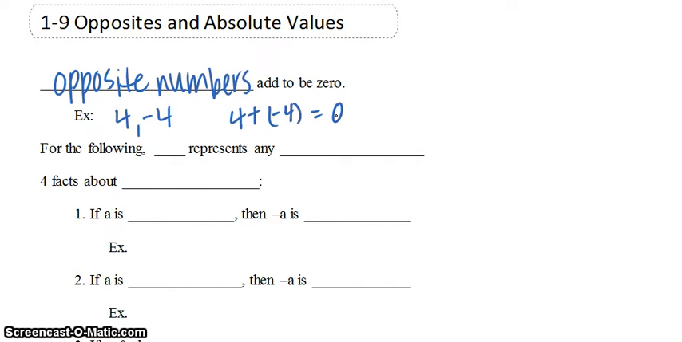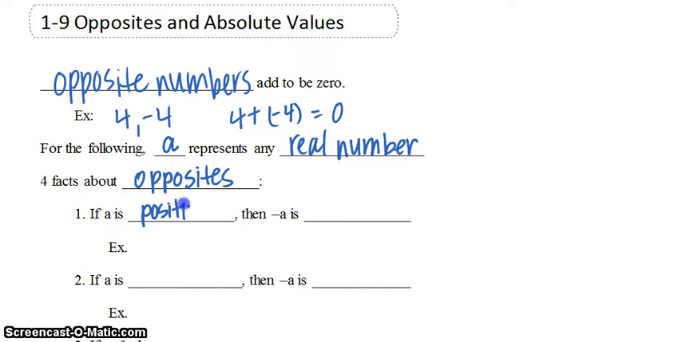For the following, A is going to represent any real number. So we're using A as a variable, okay? So it represents any real number. I'm going to give you 4 facts about opposites. If A, which is our variable, is positive, then negative A is negative.